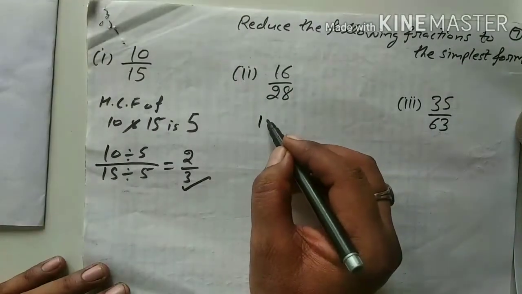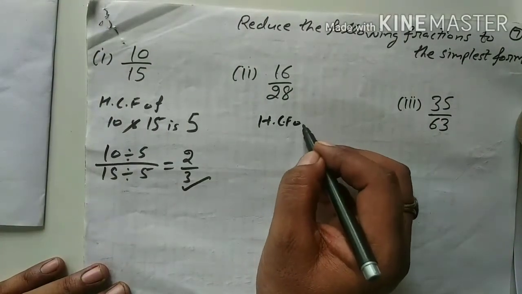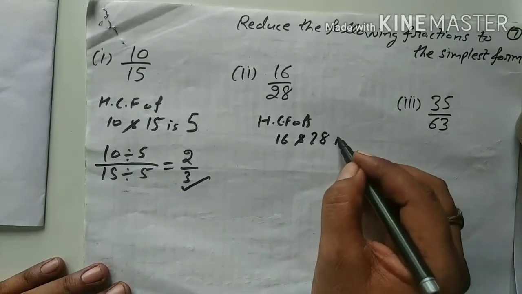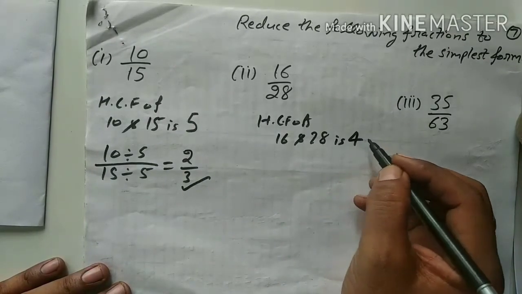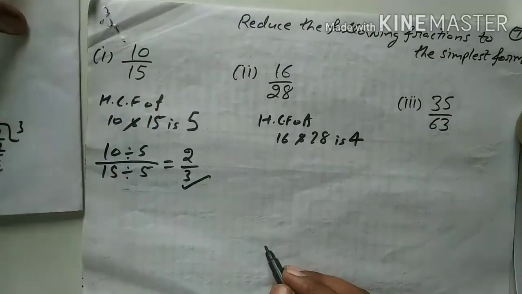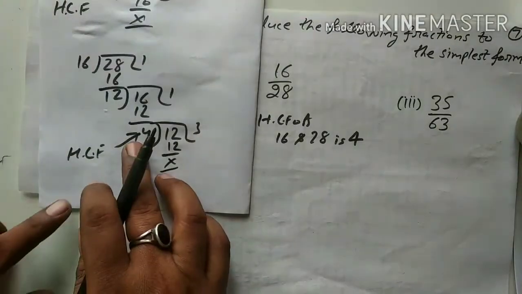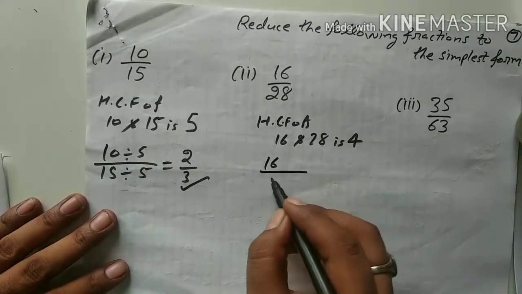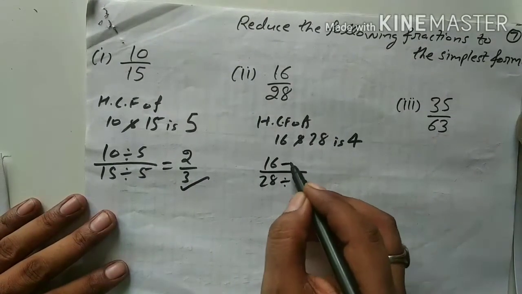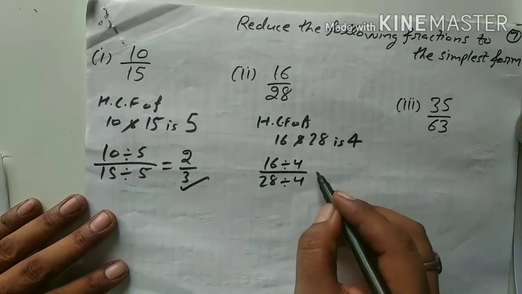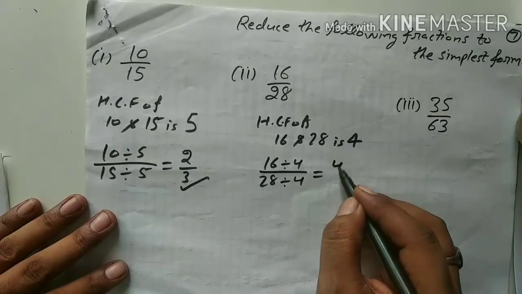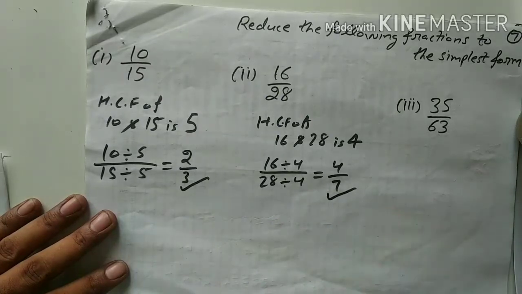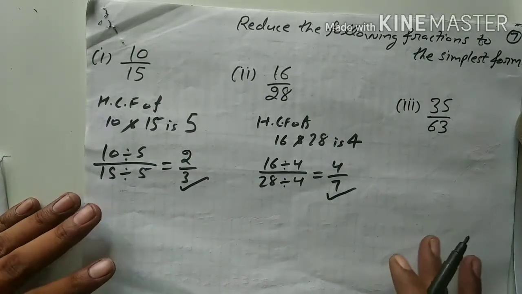So the HCF of 16 and 28 is 4. So you see HCF is 4. So I will divide 16 and 28 both by 4. Now 16 divided by 4, that is 4, and 28 divided by 4, that is 7. So this is the answer student.